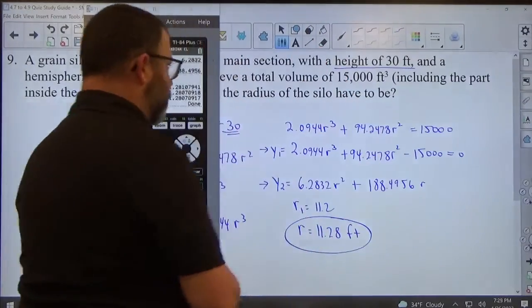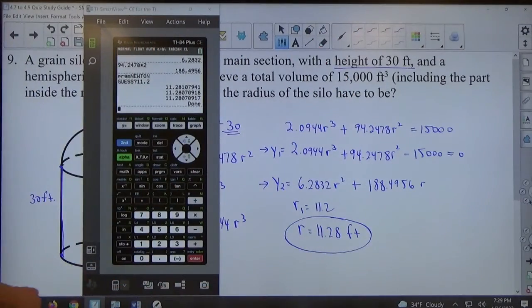Again, all we're doing there is trying to find the root. That is the root, so that would be good enough.